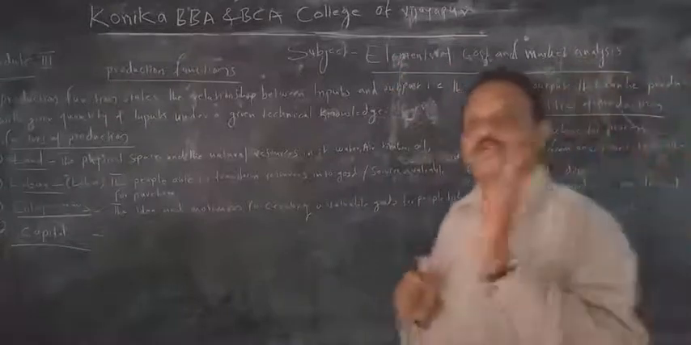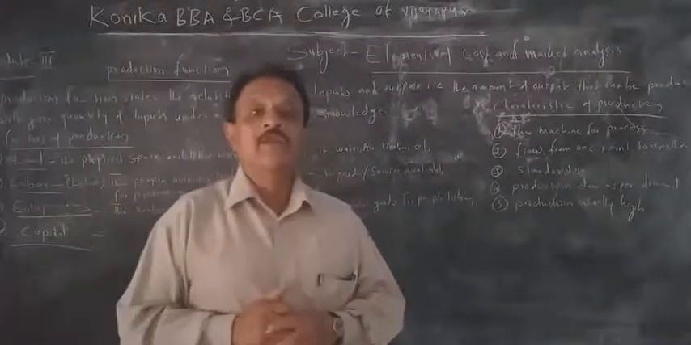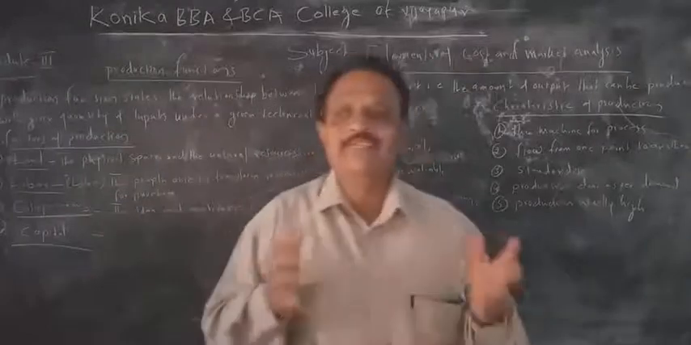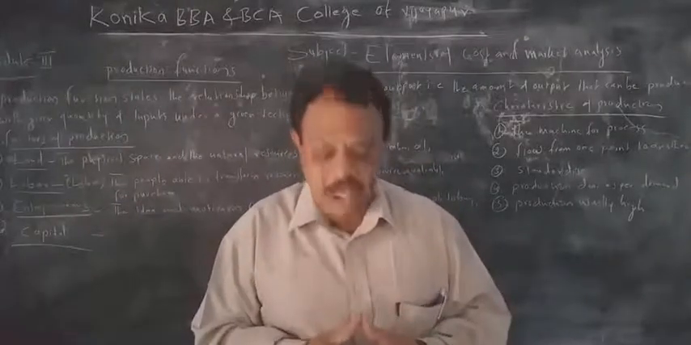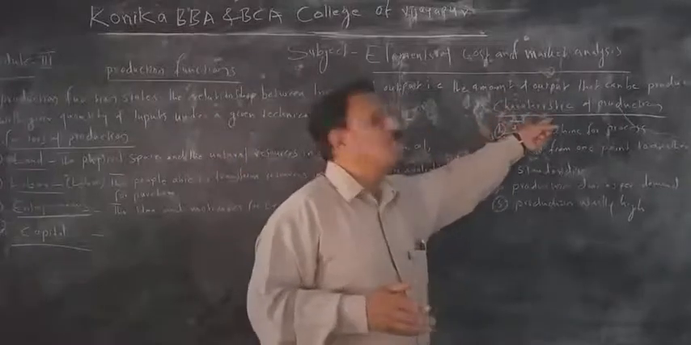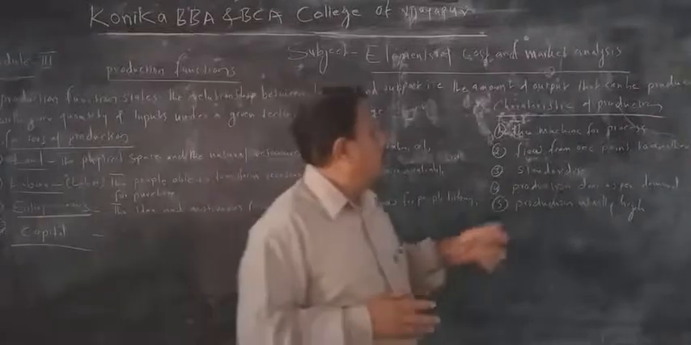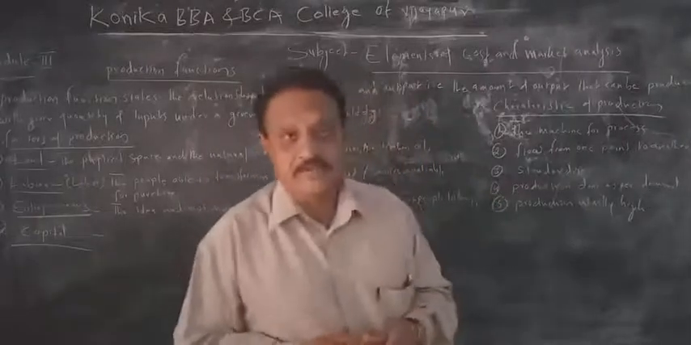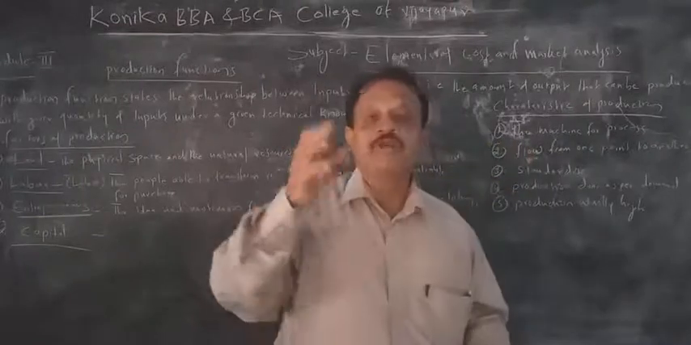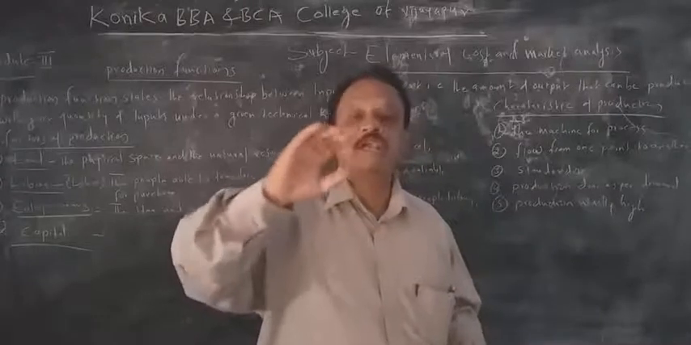The production function shows the relationship between the inputs and the output. Then the third one, we have to know about the characteristics of production. What type of characteristics does production have? The characteristic of production is the machine for processing. Under production, there are machines for processing continuously. It will be available in the production.